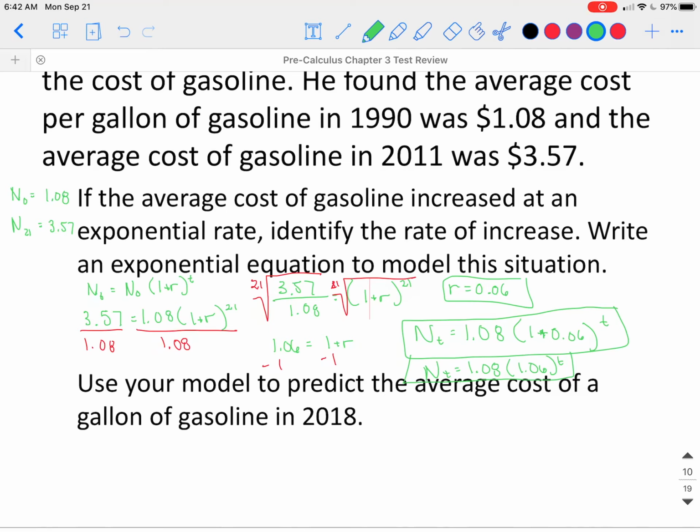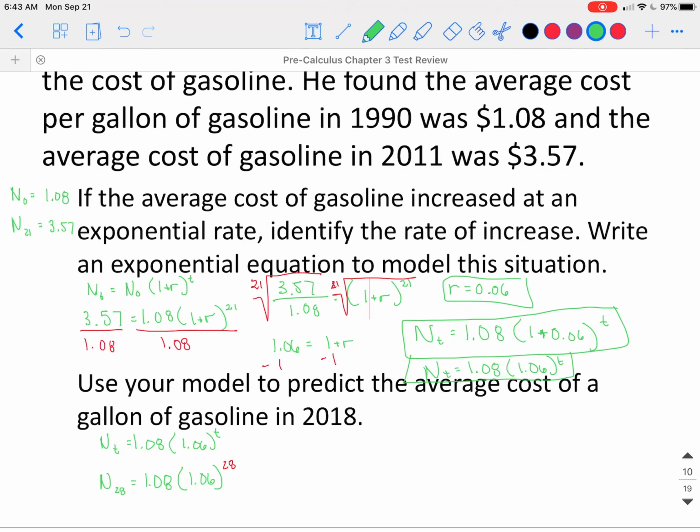Now we need to use this model to predict the cost of gasoline in 2018. So we're still starting with that n sub t is equal to 1.80 times 1.06 raised to the t power. And we know that 2018 is 28 years after 1990. So we're going to plug in 28 as our value for t.